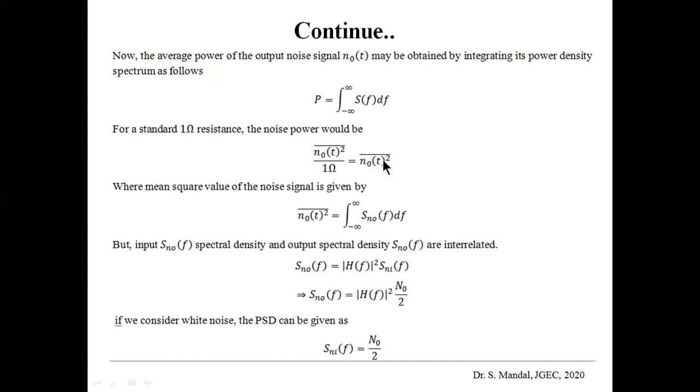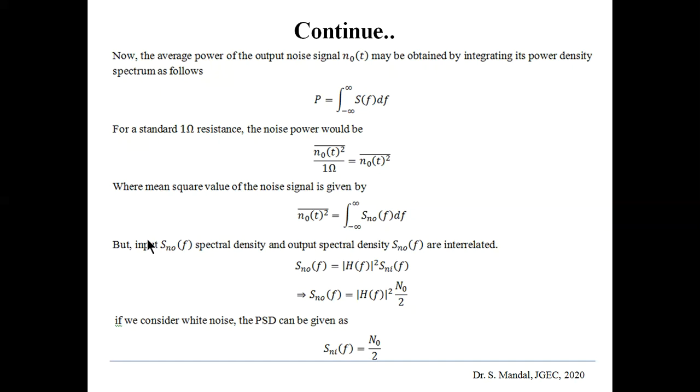Here |n0(t)|² is nothing but the integration from minus infinity to infinity of Sno(f) df, where Sno(f) is the output spectral density and Sni(f) is the input spectral density. Sorry, this will be Ni. So actually, whenever the noise signal passes through the corresponding integrate-and-dump filter circuit, we get a different kind of output at the end of the receiver.